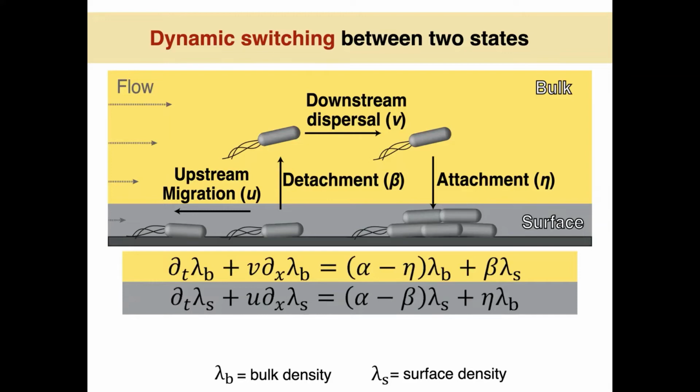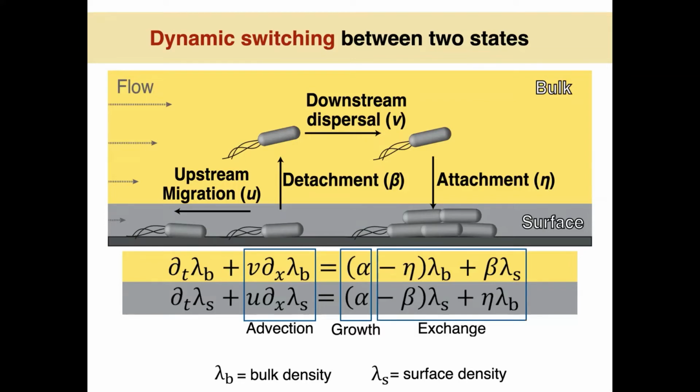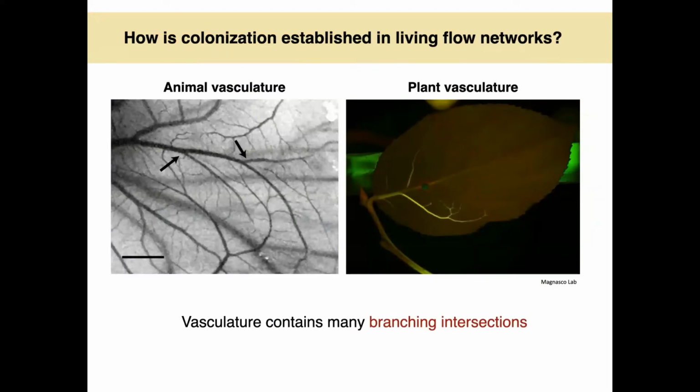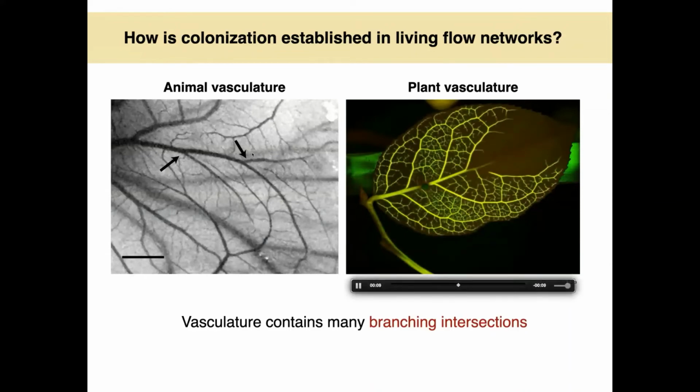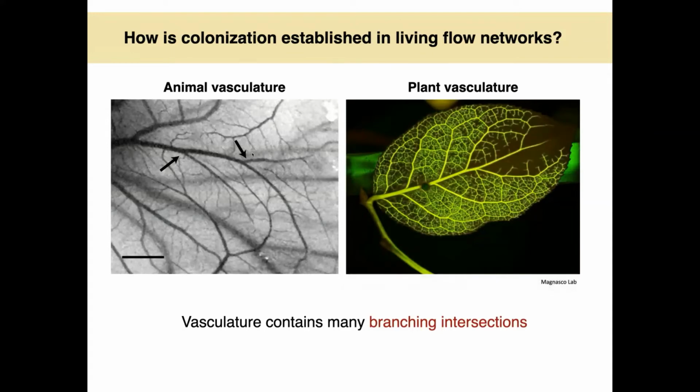We describe this using differential equations that encode all of these behaviors. We have upstream advection and downstream advection on the surface and in the bulk. We have that the bacteria are growing, and that they can exchange between different phases, moving from the surface to the bulk, or from the bulk to the surface. The big question here is what happens, again starting from one cell, when you put them in these fluidic networks? To understand this, we have to understand fluidic networks a little bit better.